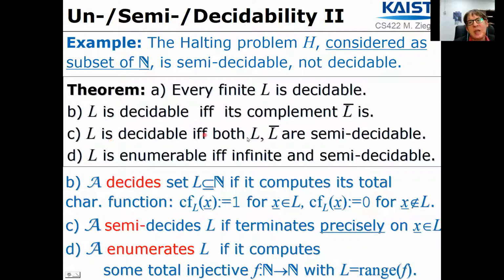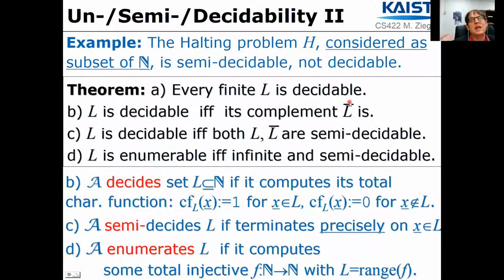If L is decidable, then both L and L's complement are semi-decidable. Well, technically, we've only proven one part. We've proven if L is decidable, then L is semi-decidable, which already almost justifies the terminology semi-decidable. But how about the second case? When L is decidable, then L's complement is semi-decidable? Yes, it is because of item B. According to item B, if L is decidable, then also L's complement is decidable. That's what item B says.